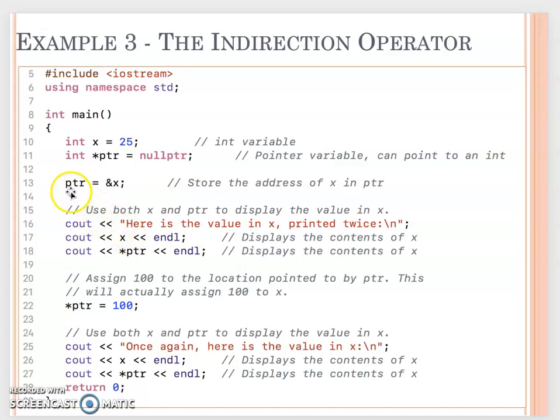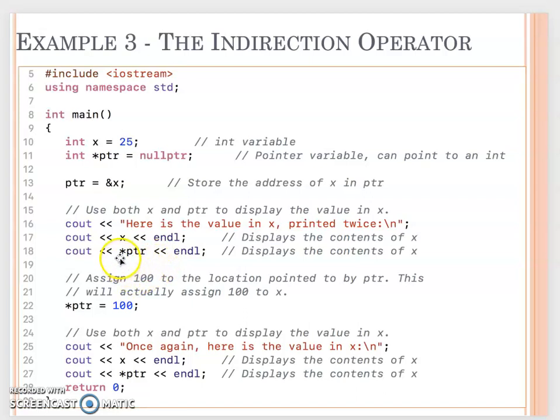And because the pointer refers to the memory location for x, using the asterisk indirection operator, they also can access the value of the x variable. So we can display like that.